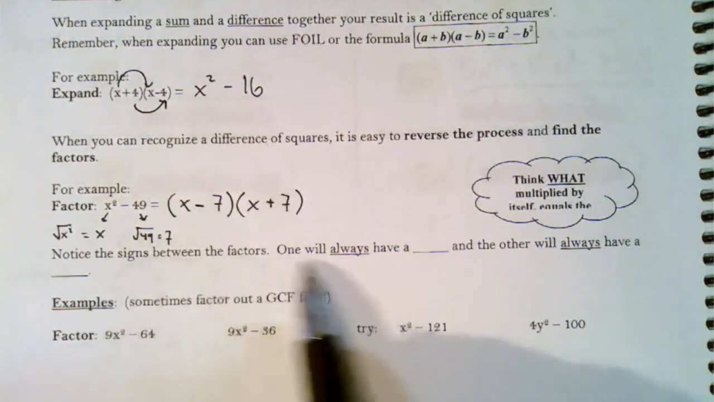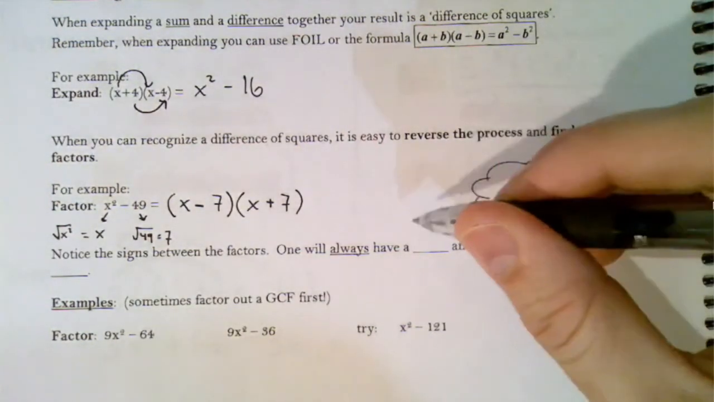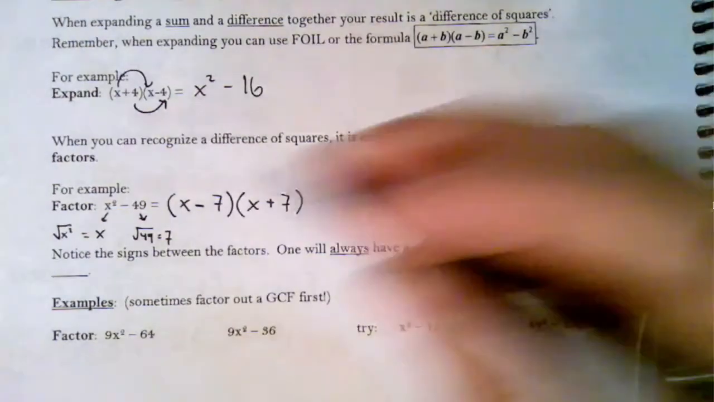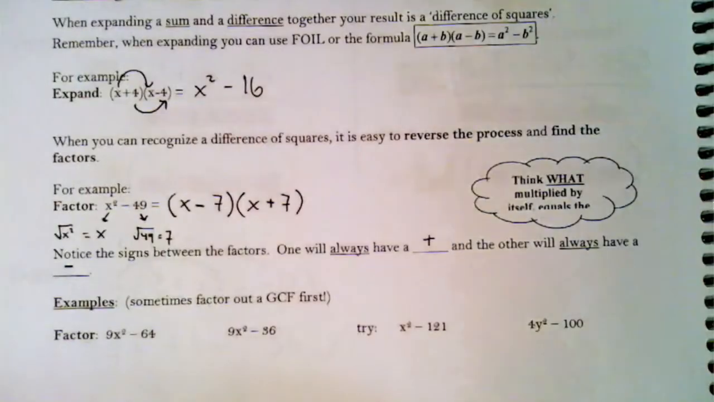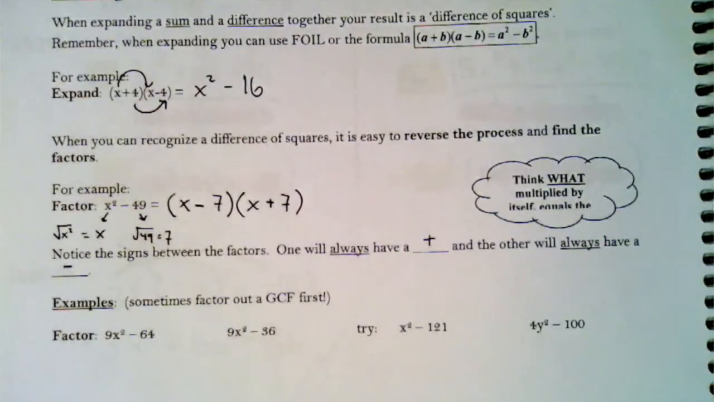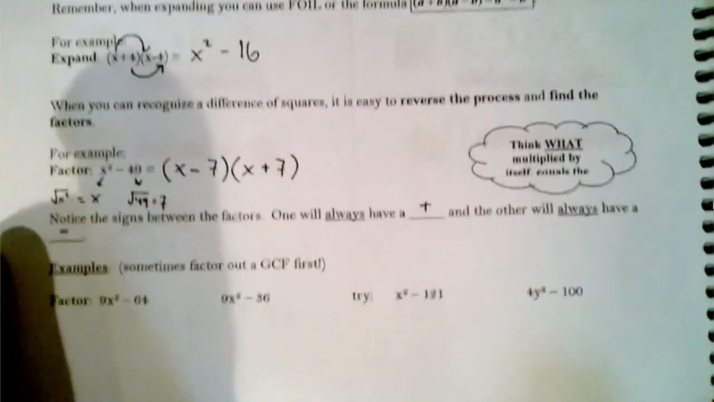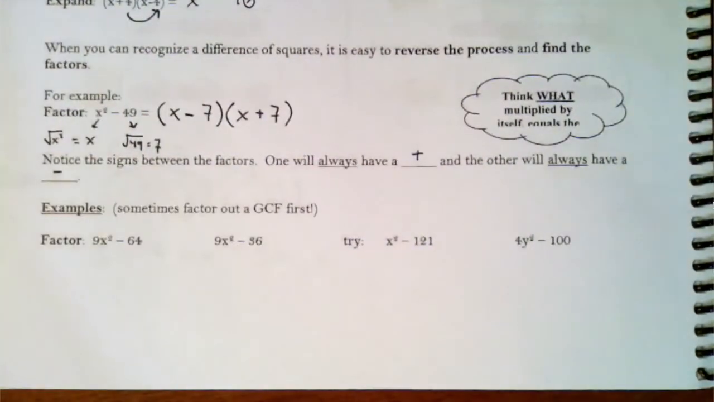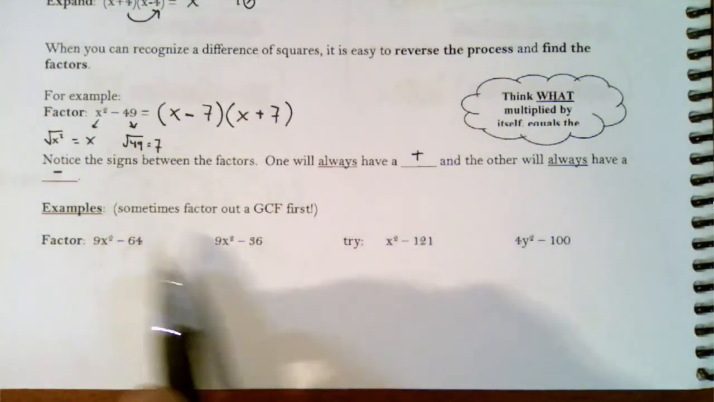Notice the signs of the factors. One will always be plus, and the other will always be minus. So let's try a couple more. I'm going to do 2, and I'm going to leave 2 for you. So I'm going to do the first 2.